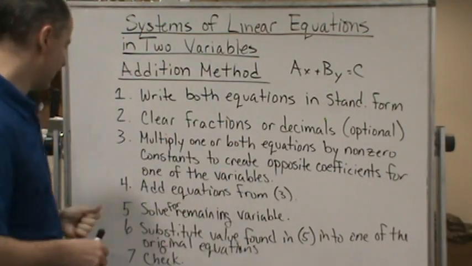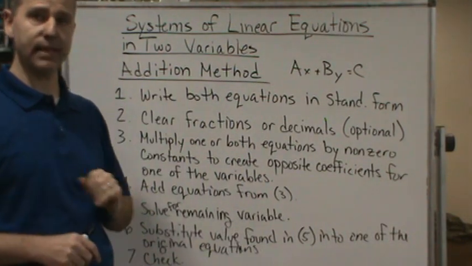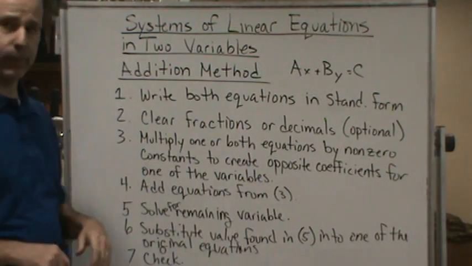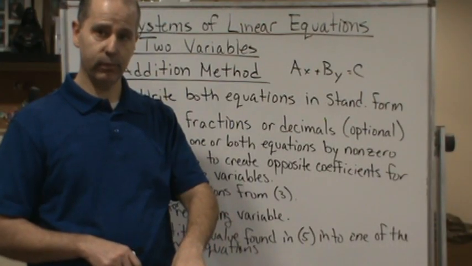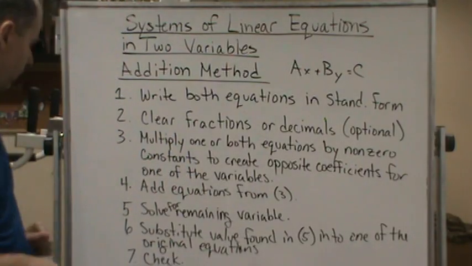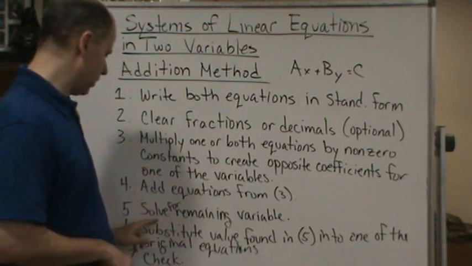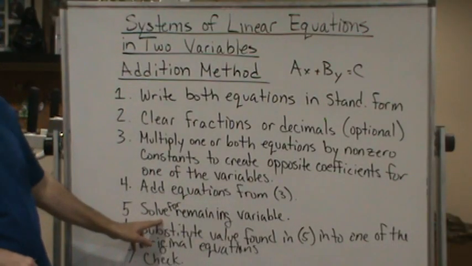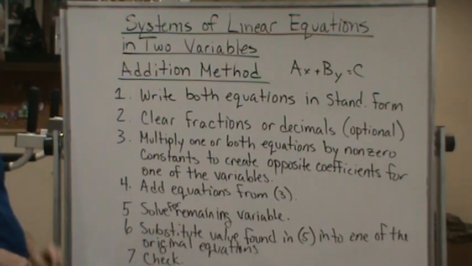Because then in step 4, when you add the equations, those two equations that you got from step 3, that variable is going to drop out, okay? It's going to be eliminated, okay? And then once you do that, you'll have an equation with one variable to solve for, and you solve for that variable.